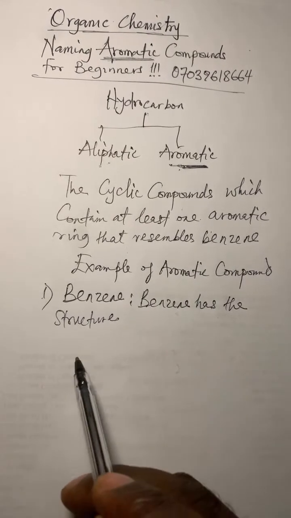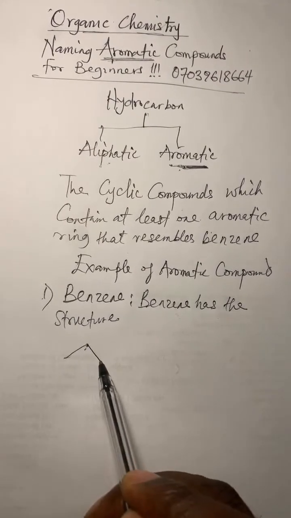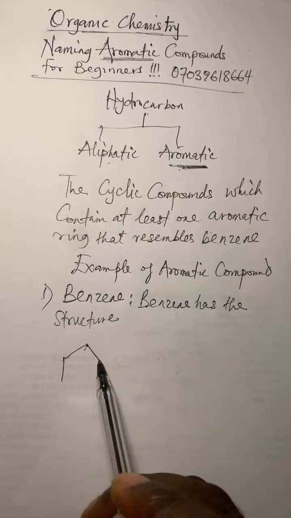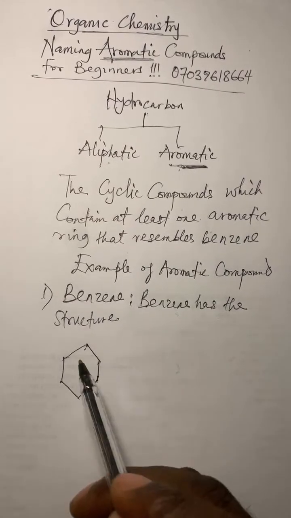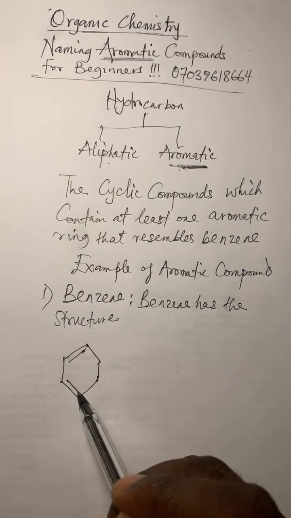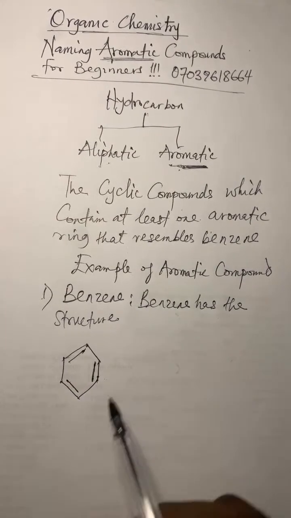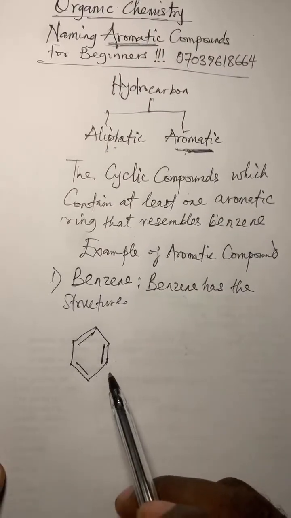How is the benzene ring? I will draw two structures and then show you that they are the same thing. When you have stuff like this, and then you have a double bond here, another here, another here. This is a typical structure for a benzene ring.